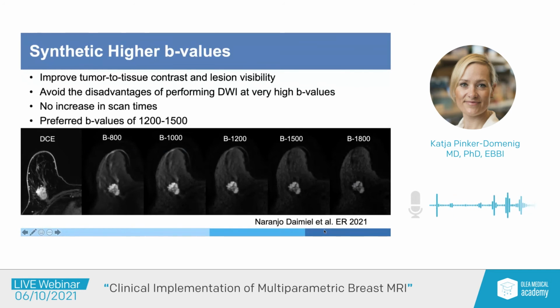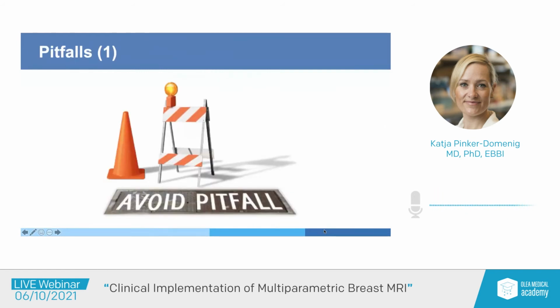And a solution is synthetic higher b-values, where the higher b-values are synthesized. It doesn't increase scan time, and so it avoids performing DWI at very high b-values. It synthesizes the values, though your ADC will come from your lower b-value, in that case usually b800.